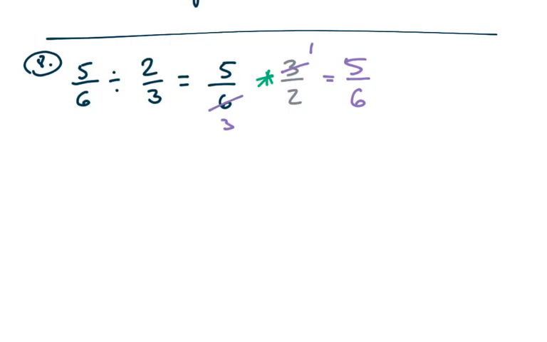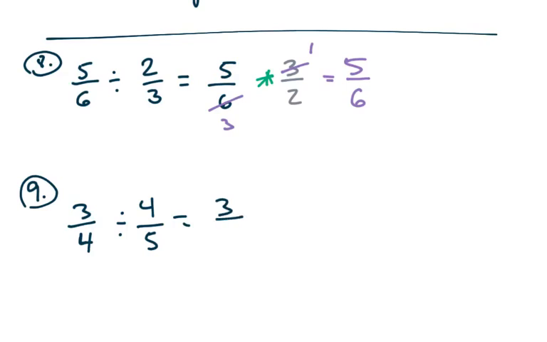Number 9 is 3 over 4 divided by 4 over 5. And more of the same. So we keep, we change, and we flip, and we see if we have anything we can divide out. In this particular example, the 4s are on the same level, so they don't divide out, and there's nothing else to do but multiply across, so we have 15 over 16. And let me put the other one on another page here.